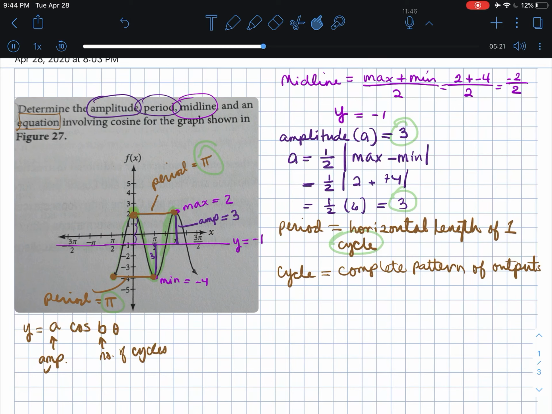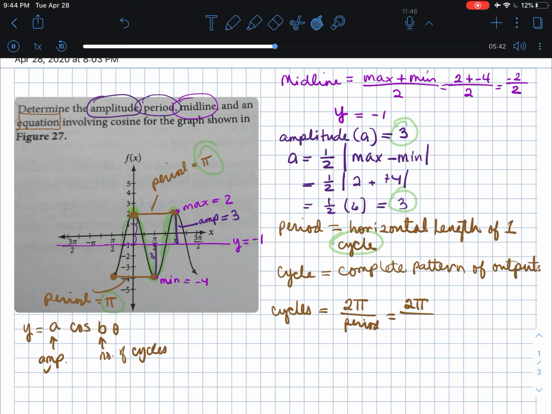In this case, it's not given. But we can find the number of cycles given the period. To find the number of cycles, it's just equal to 2 pi divided by period.